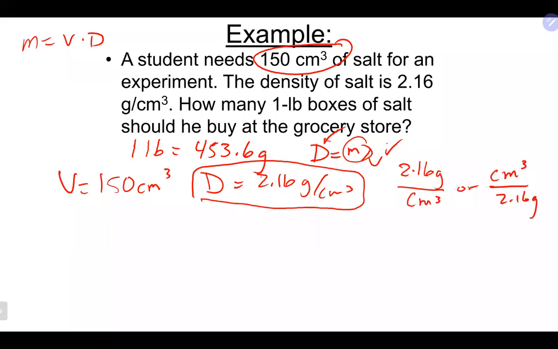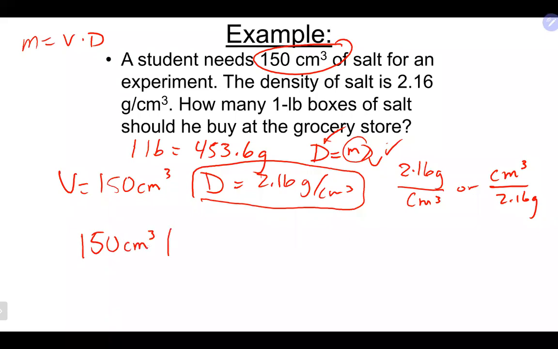As we will talk about next, when we do problems in chemistry, they want you to show your work a lot of times through a process known as dimensional analysis, which we'll talk about in just a bit. That's really just showing the units and using conversion factors to show the units canceling out. So in this case, we could start with our 150 cubic centimeters.